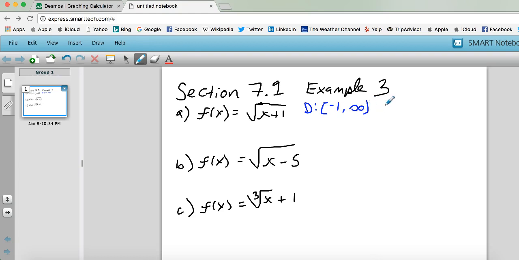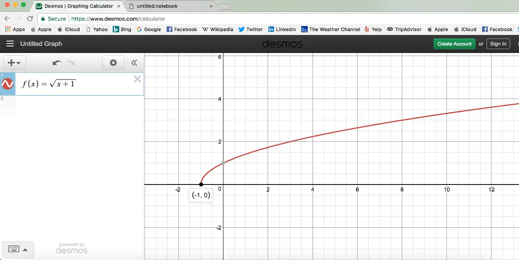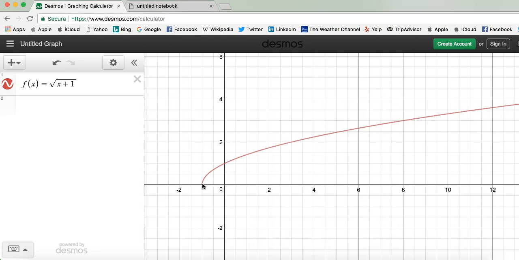Okay? And the same thing for the range. How do we find the range? The range is the y values. Look at the y-axis. What are the y values that are used to graph this? If you look at this, the smallest y value is 0. See, that's the y value 0, at the point -1, 0. So now we don't care about the x value, -1.